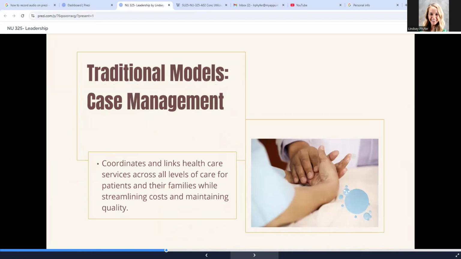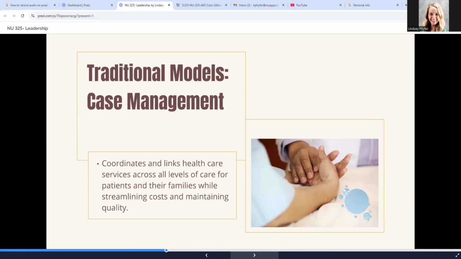So the other traditional model that you may see implemented now is called case management. In case management, it helps coordinate and link healthcare services across all levels of care for patients and their families, while also streamlining cost and maintaining healthcare quality. So case management focuses on achieving patient outcomes within effective time frames and with the available resources.